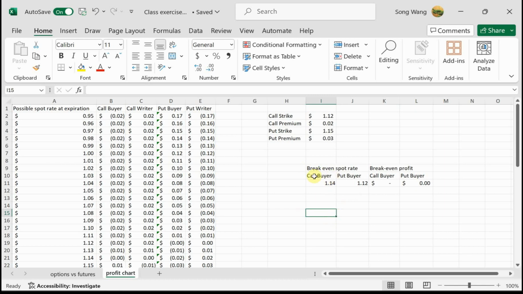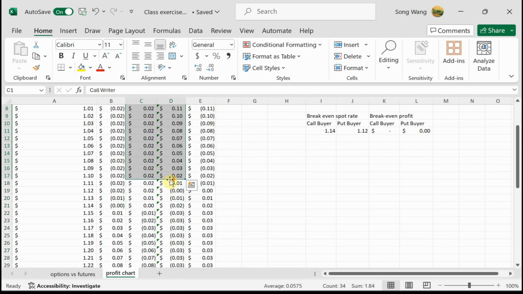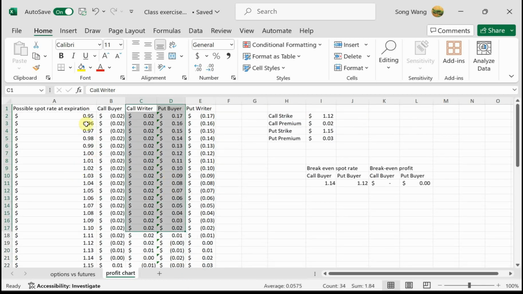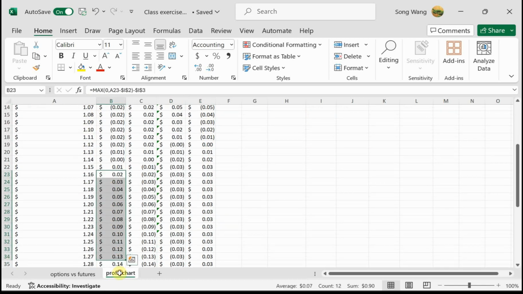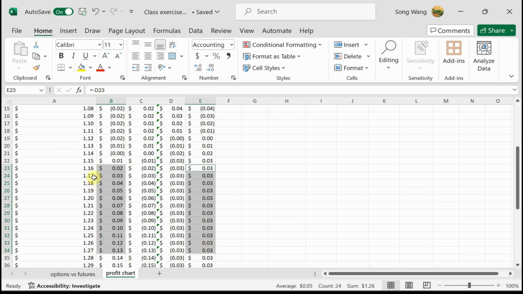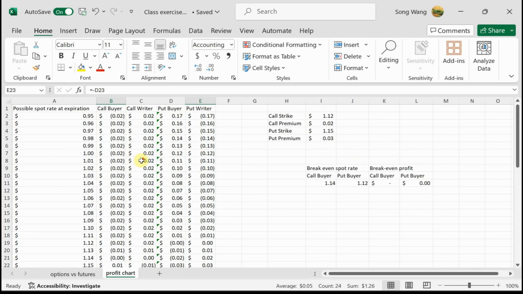Another thing is, we know if the price is going up, then you are better off taking a buying position for call options or a writing position for put options. If the price is going down, you can make a profit as put buyers or call writers. As you can see here, you get positive numbers when the price is low, and positive numbers here and here when the spot rate is higher, and that's for call buyers and put writers.